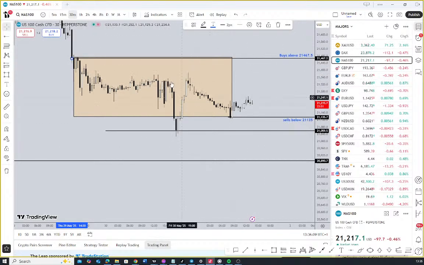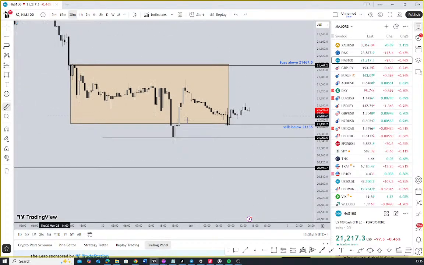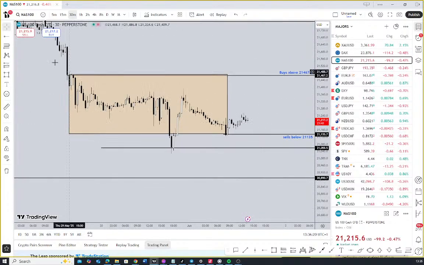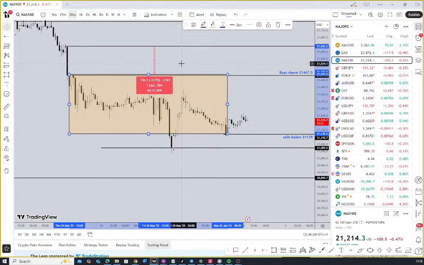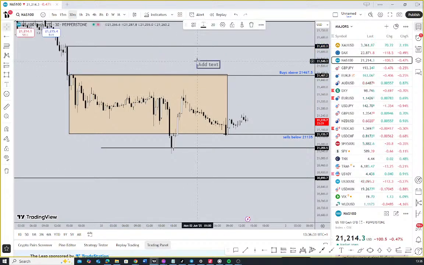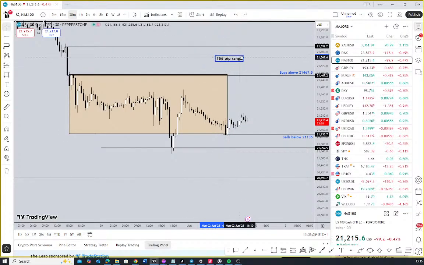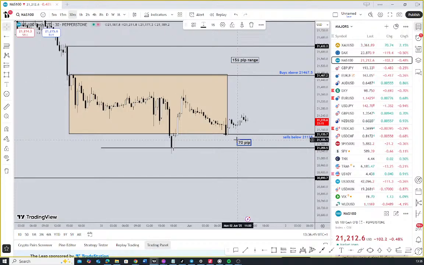Okay, so the orange box is the no trade zone. Not interested in anything in there. If we get a break and a close below that zone, we've got a 76 pip range there, and we have a 156 pip range there. So up here, a 156 pip range. So plenty of room to trade into. And down here, we've got a 70 pip range. Again, plenty of room to trade into, only looking for 20 pips first target.